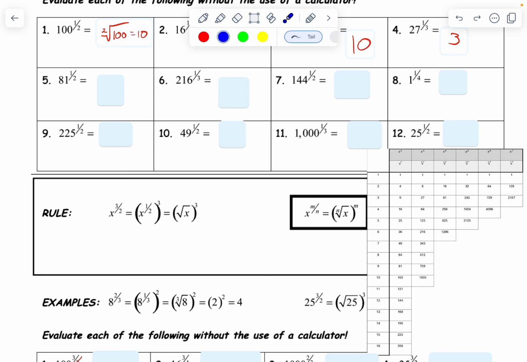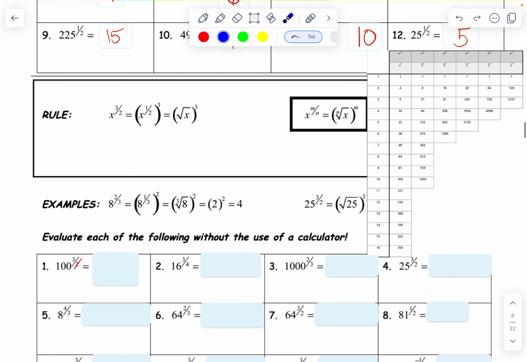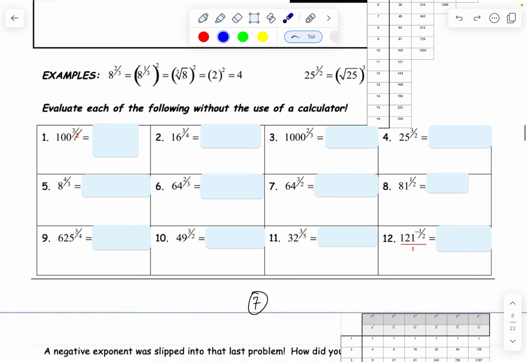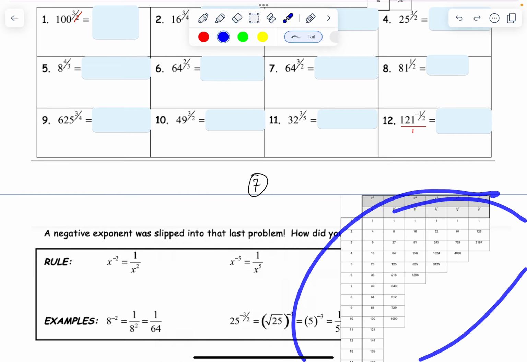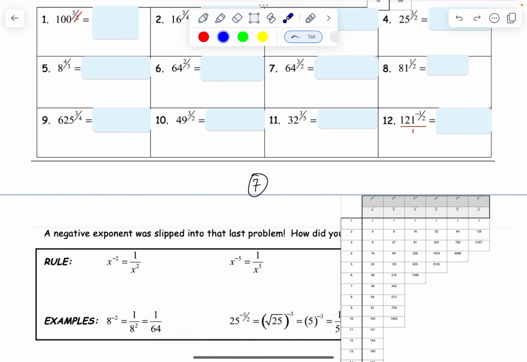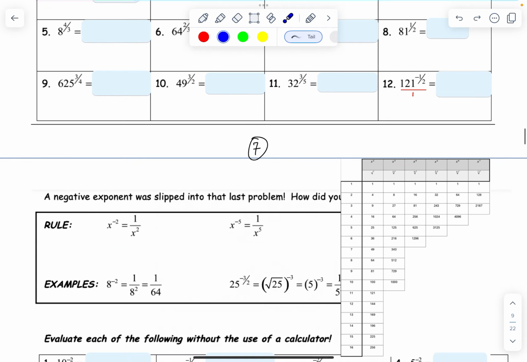Okay, and so here come the answers. So again, you can use the table here. I'm fine too if we're using a calculator.